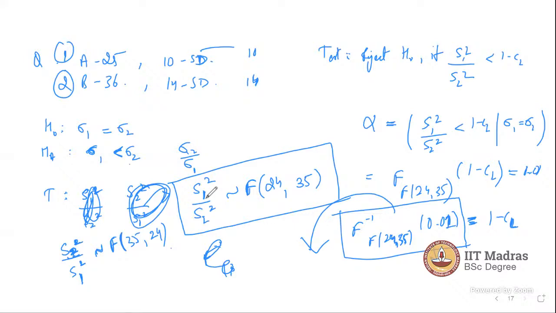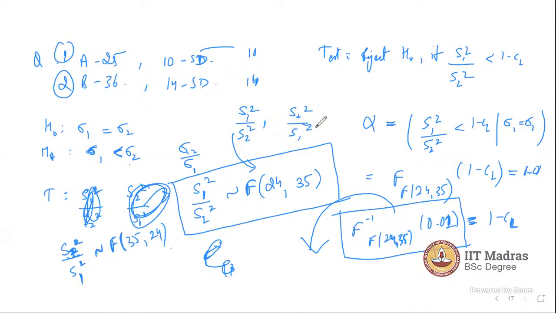So yeah, ma'am. One thing, I asked it in the starting: alpha by 2 and alpha. Can you explain that one? So what I was trying to say is, you can take any test statistic. You can take either S1 square upon S2 square, or you can also take S2 square by S1 square. It doesn't matter. You just have to take your F and degrees of freedom to be proper.